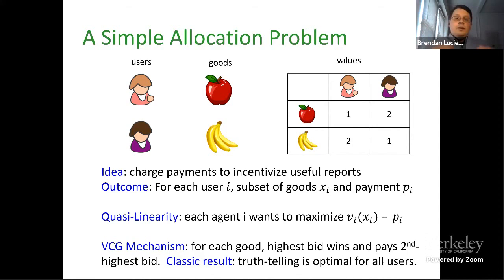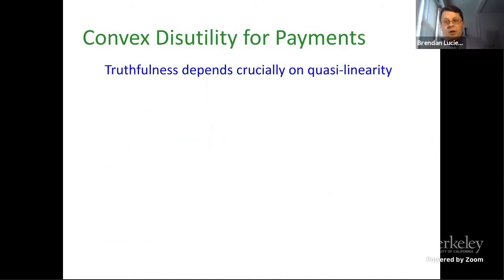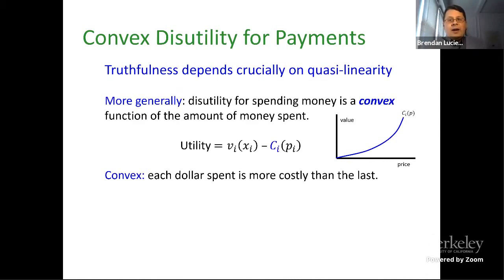But the thing we want to go after here is that it relies very crucially on this quasi-linearity assumption. And this quasi-linearity is not uncontroversial in economics more broadly. This tends to be a standard way to model people when you have small stakes payments. But once payments get large, this is perhaps a little questionable. A more robust and general model is to assume that people have a disutility for payments that's not necessarily linear. In particular, say it's convex in the amount of money being spent. So the way we think about this is that people have a value for goods in utility, and they have a disutility for payments also measured in utility.